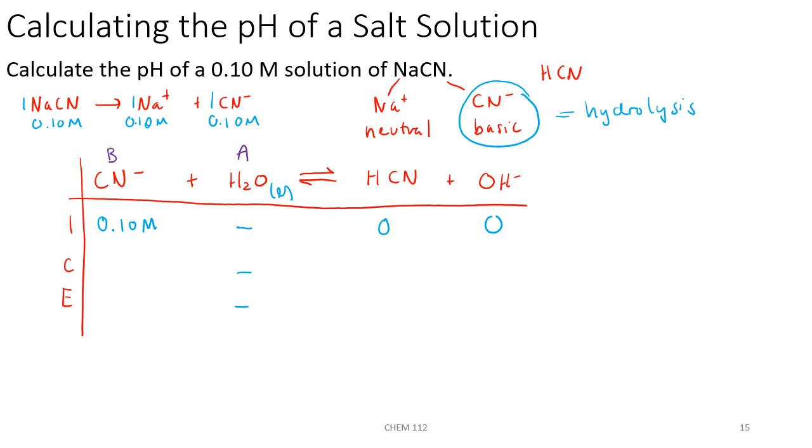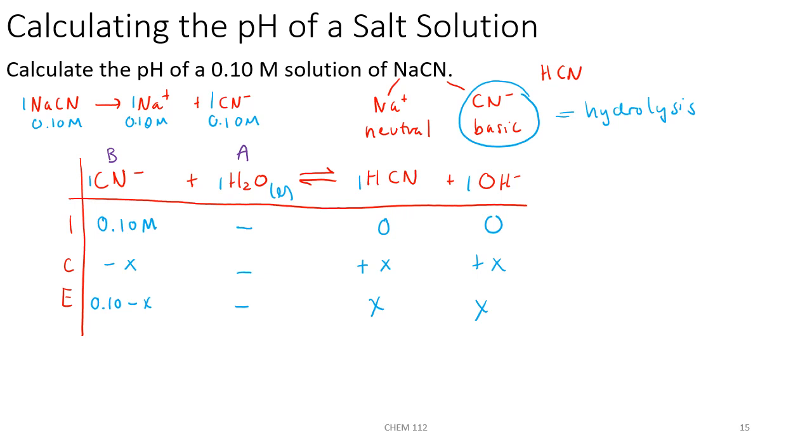When our cyanide reacts with water, it's going to go away by minus X. And when we form our HCN, that'll be formed by plus X. And by plus X for our hydroxide, because everything is 1 to 1 to 1 to 1 in our hydrolysis reaction. Our equilibrium will be 0.1 minus X for our cyanide, X for our hydrocyanic acid, and X for our hydroxide ion. So once we write our hydrolysis equation, this is now just like any other weak base pH calculation.